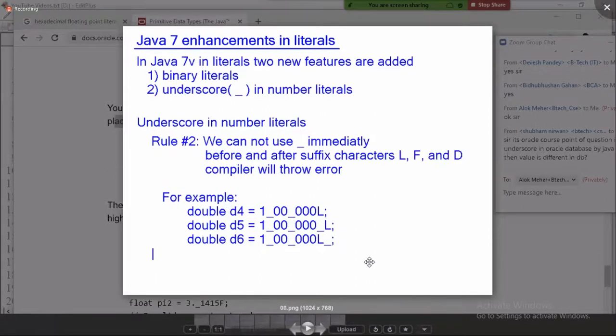Okay? Next, rule number 2. We cannot use underscore immediately before and after suffix characters L, F, D; the compiler will throw an error. For example, double D4 = 1_00_00L is allowed, because there are digits before and after the underscores. Double D5 with an underscore before L or after L is not allowed. The compiler throws an error, invalid underscore.